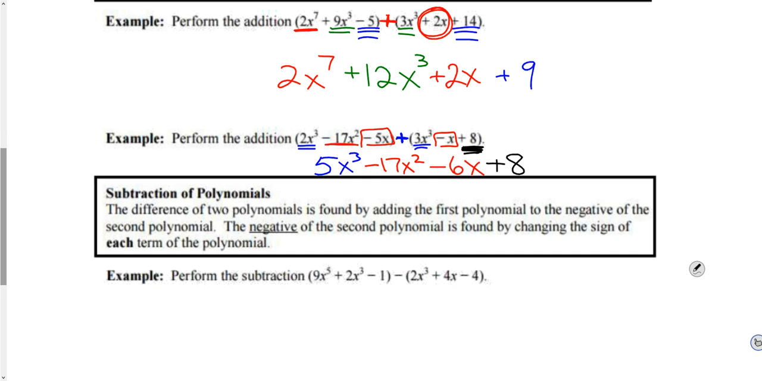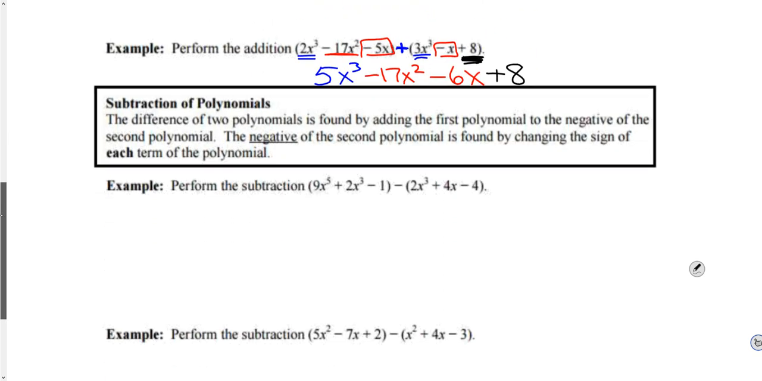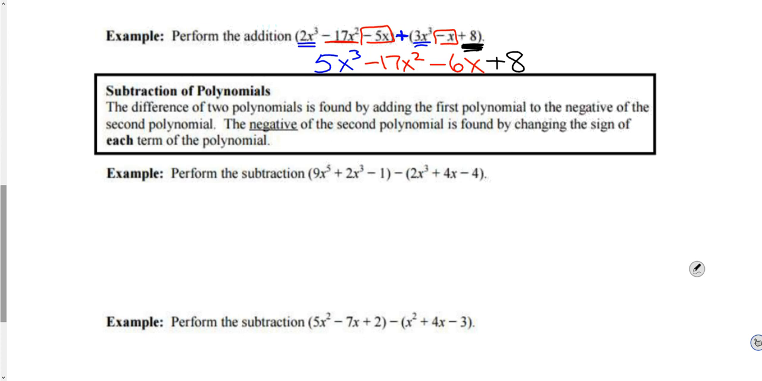Now adding and subtracting, they're very similar. All you do is combine like terms. But when we get into subtraction, there's actually something that we need to do first. So I'm going to go through that paragraph real quick. I'm going to highlight, circle, underline all the stuff that's important that you need to know.